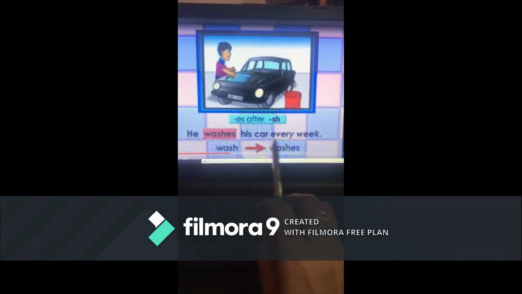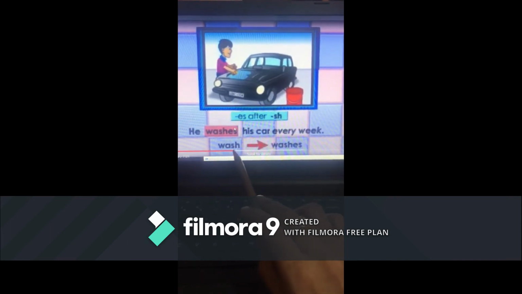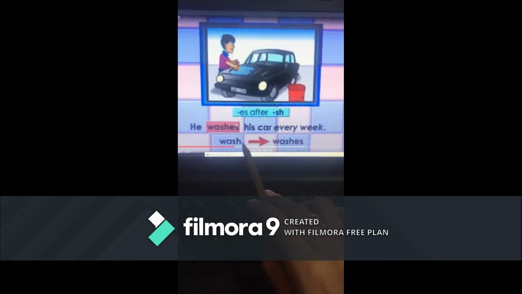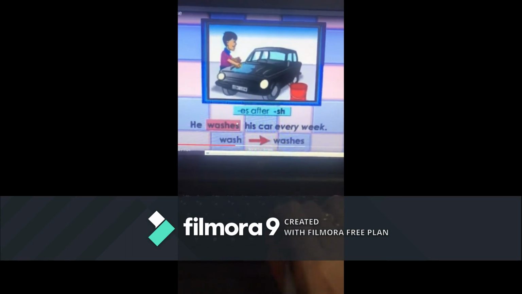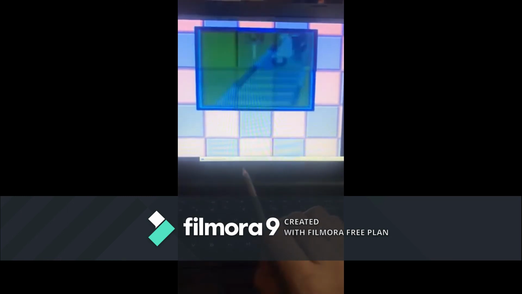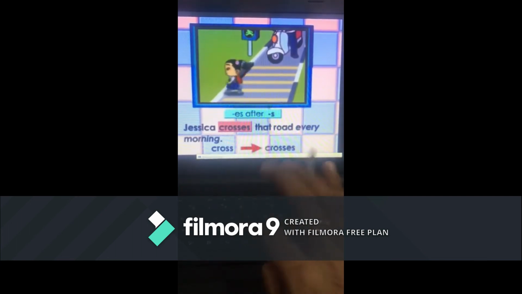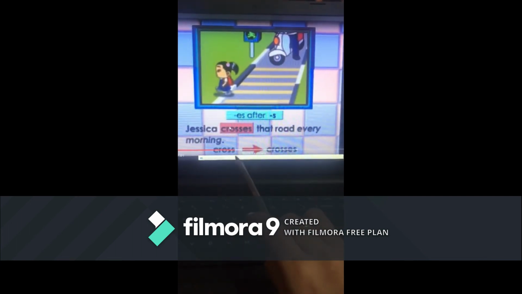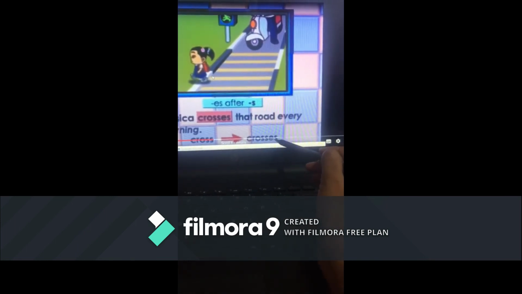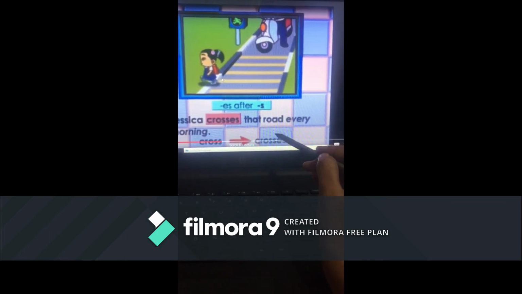Okay, now let's take another example. He washes his car every week. Again, as you can see, at the end of wash there is sh, so we will add es to make it simple present tense. Wash becomes washes. Okay, next, Jessica crosses that road every morning. Here there was s at the end, so again we have added es to make this verb simple present tense.